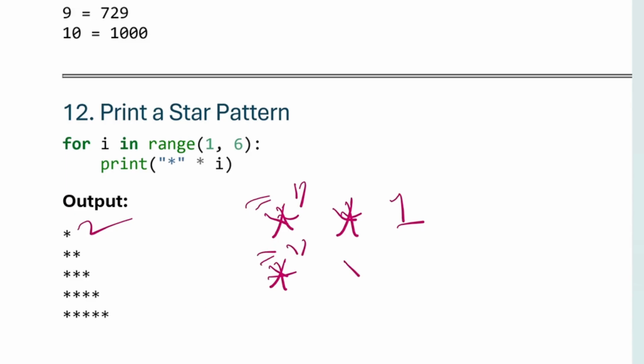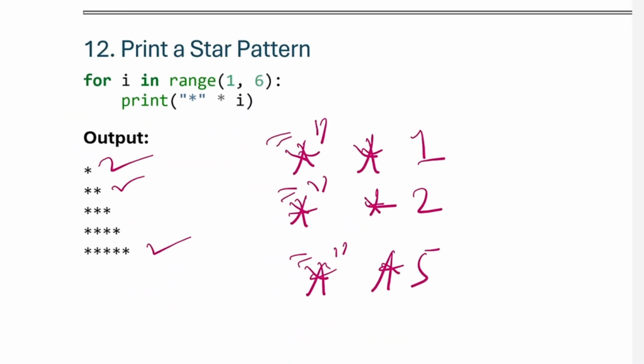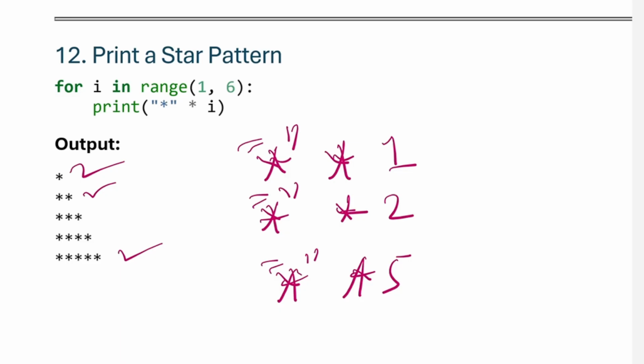Second time this is your star into 2. That means star will print 2 times. Similarly, star into 5. This will print 5 times. This is the star pattern. Okay.